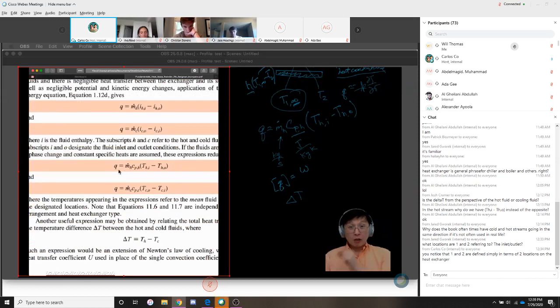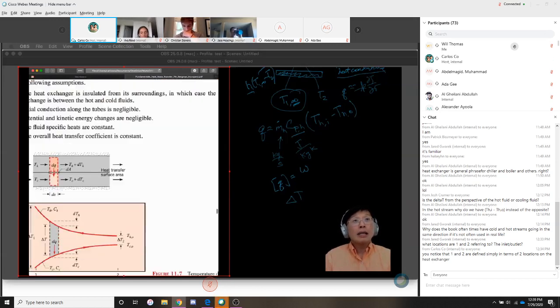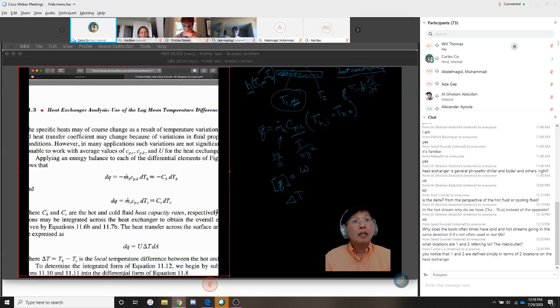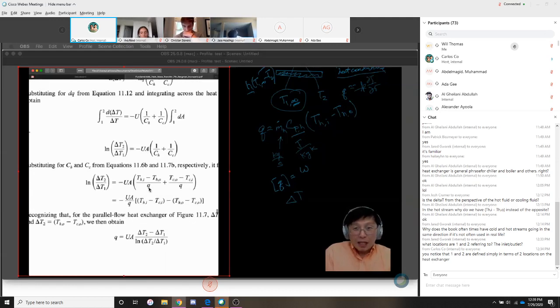Did you see this expression here? The heat flow rate Q is equal to the heat capacity rate multiplied by the temperature change in the hot stream. The same heat is the heat capacity rate of the cold stream times the temperature difference of the cold stream. Did you see? We are just applying that and substituting that into here.